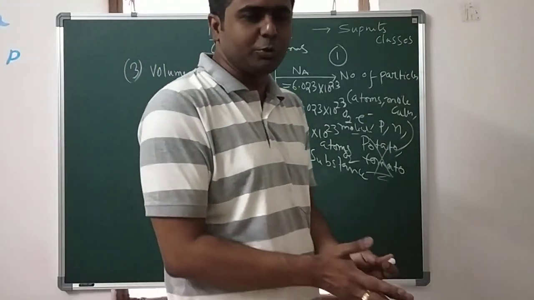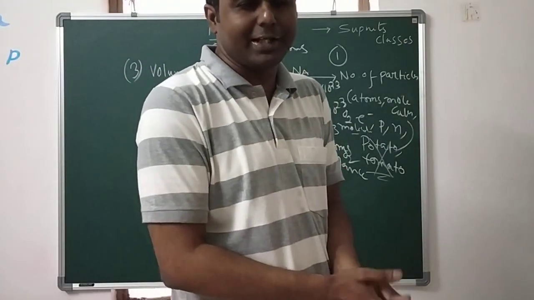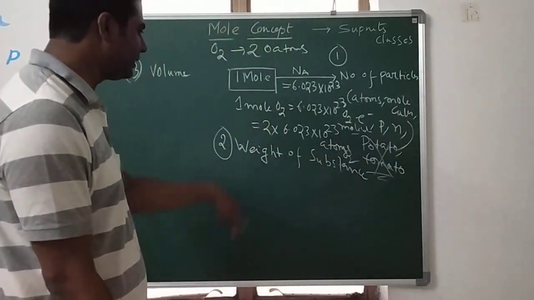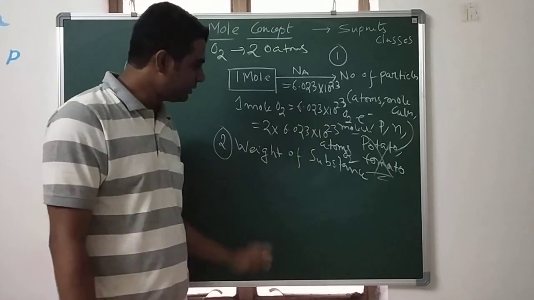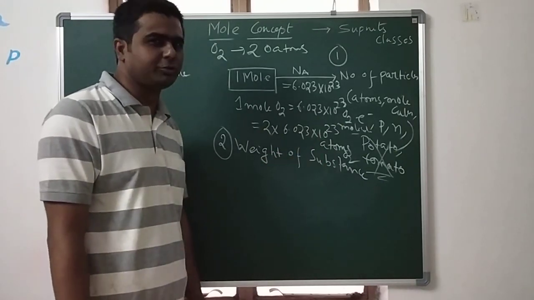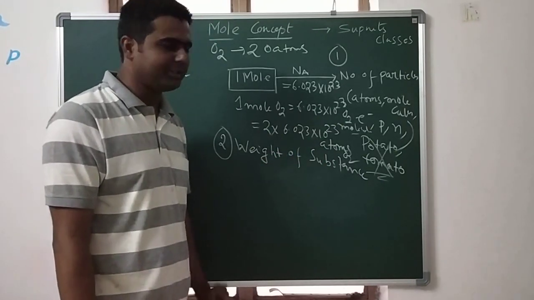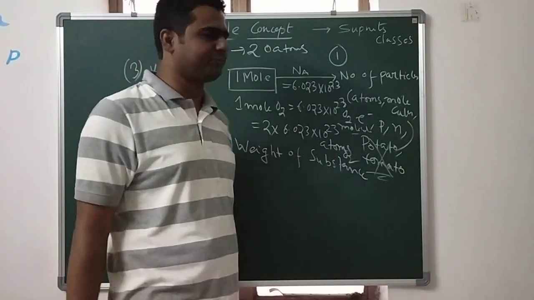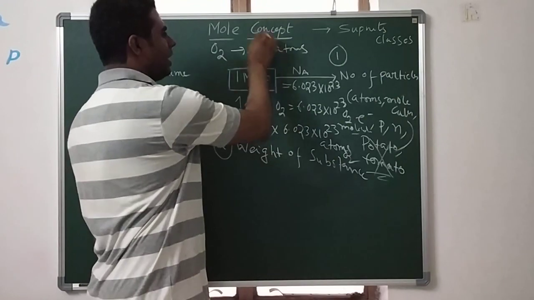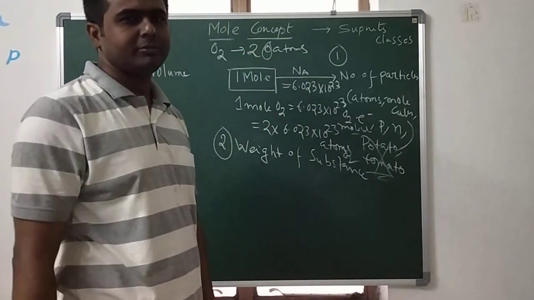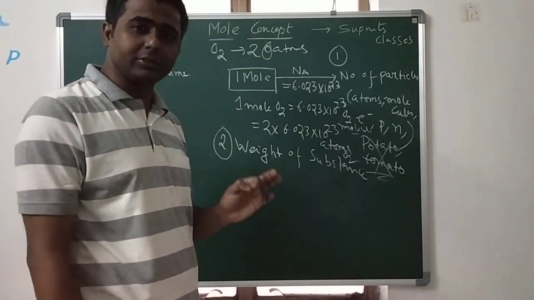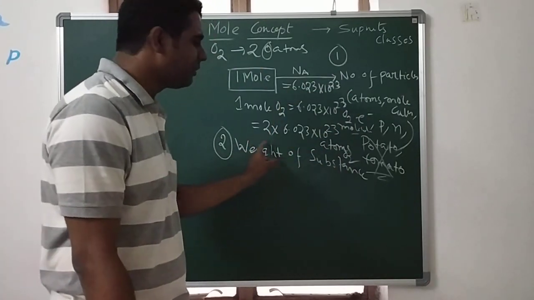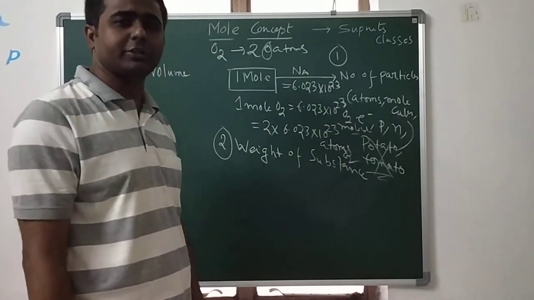Now somebody asks you how many electrons are there in 1 mole of oxygen. 1 mole of oxygen, how many atoms? 2 into 6.023 into 10 to the power 23. Correct? Now, it has been asked how many electrons are there. In 1 oxygen atom, how many electrons are there? 8 electrons, right? In 1 oxygen atom, there are 8 electrons. So we have this many oxygen atoms. So how many electrons will be there?